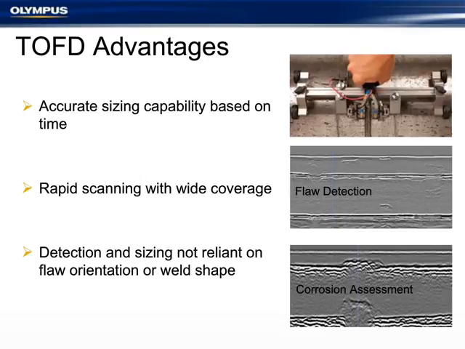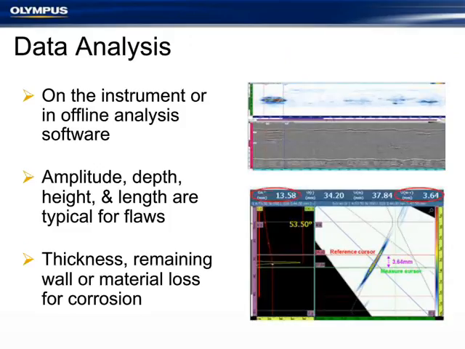So for data analysis for both of these, and often they're combined together so that we can look at the data together and see which one detects it and which way we want to characterize it. This can be done on the instrument or in offline analysis software. Typically the things we're looking for in flaw detection are amplitude, depth, height, and length, as well as making a characterization of the flaw. And for corrosion, we're usually looking for thickness, remaining wall, and material loss.